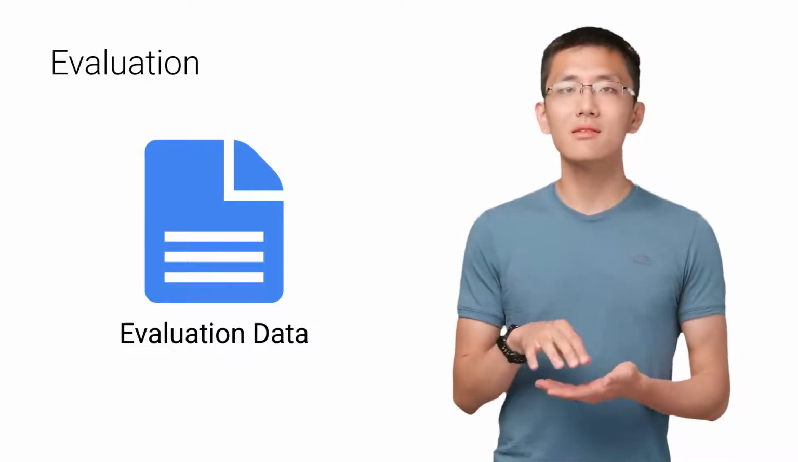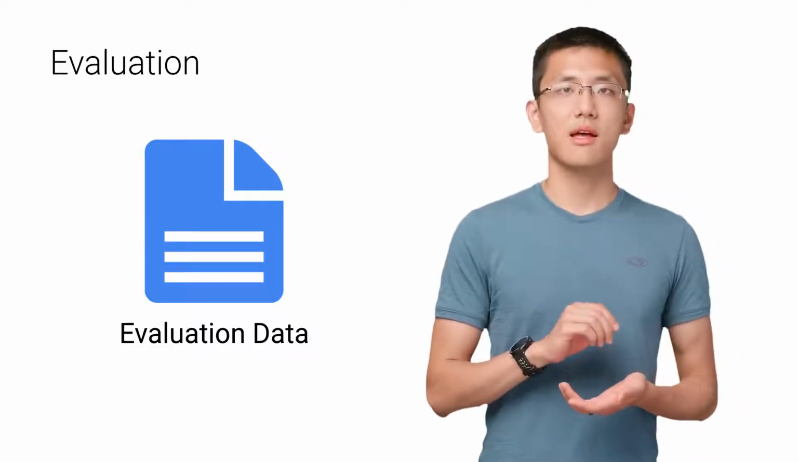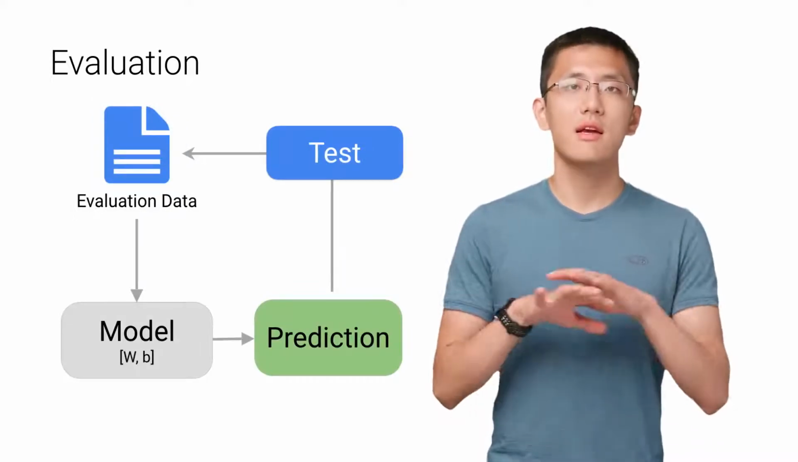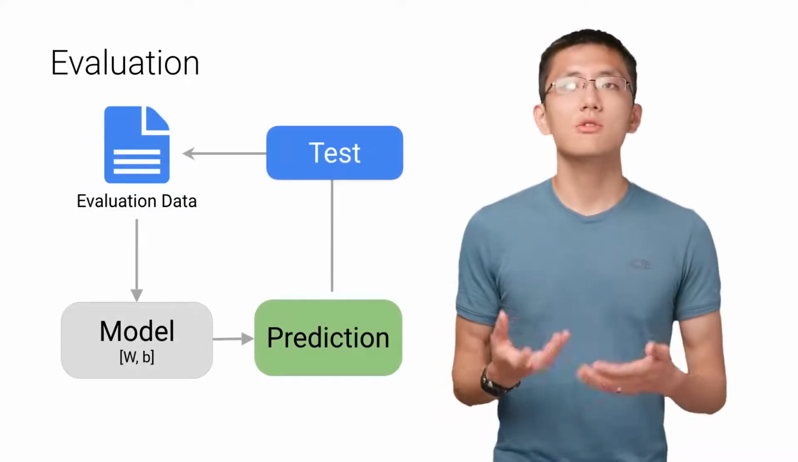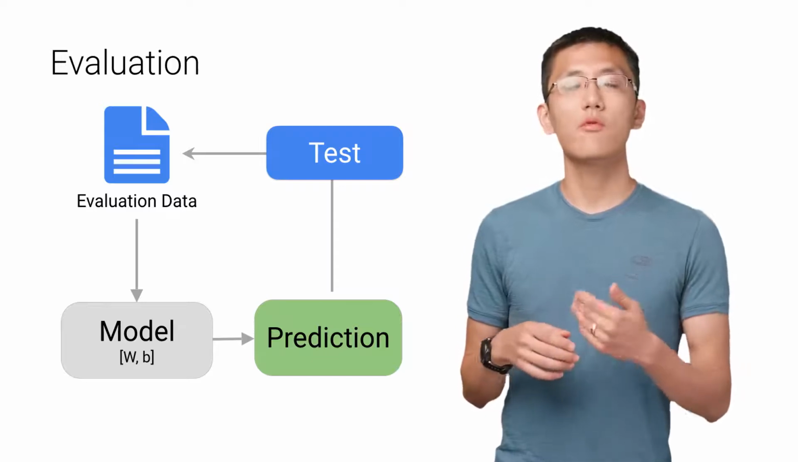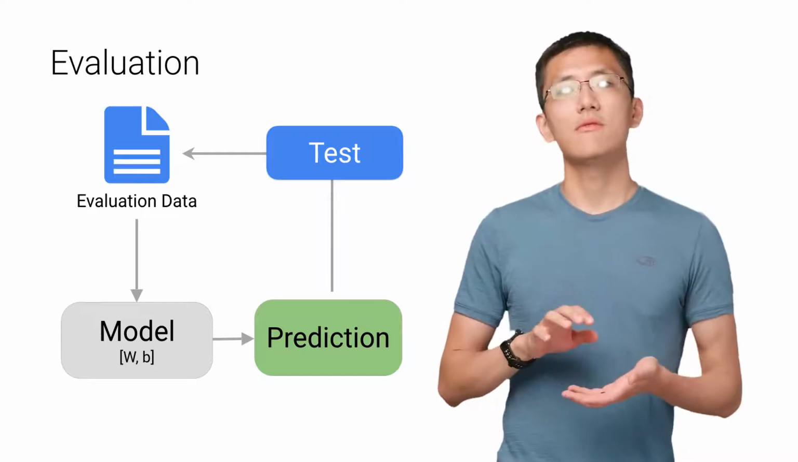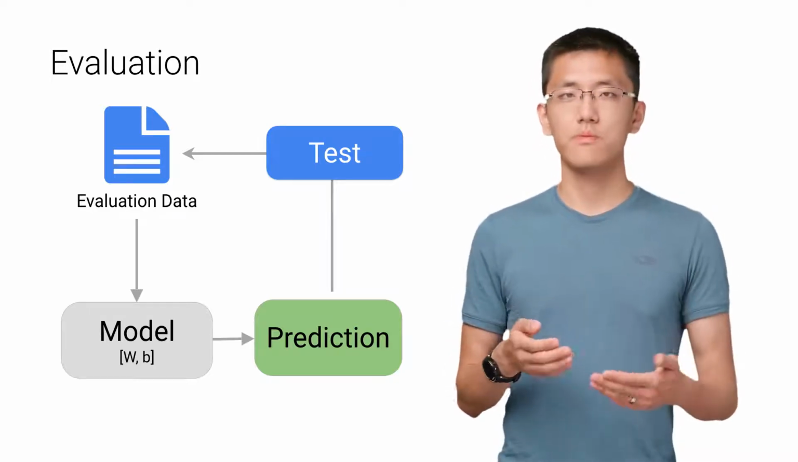This is where that data set that we set aside earlier comes into play. Evaluation allows us to test our model against data that has never been used for training. This metric allows us to see how the model might perform against data that it has not yet seen. This is meant to be representative of how the model might perform in the real world.